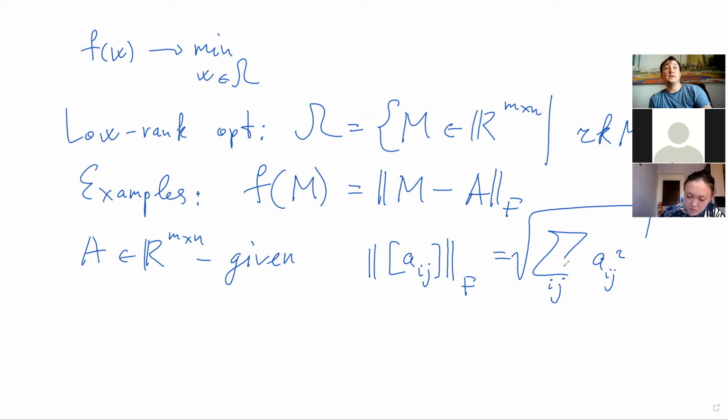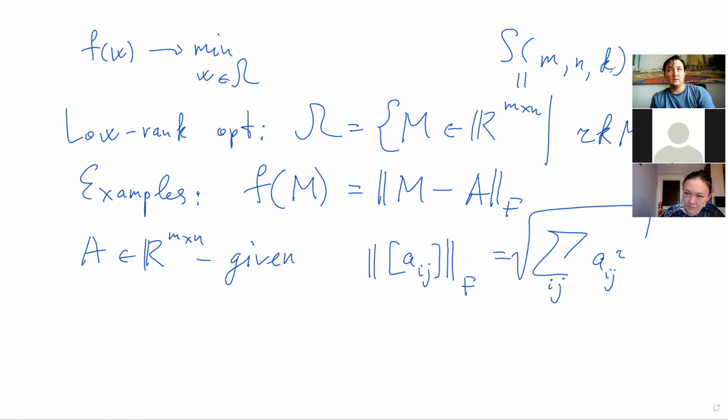So this is a typical example of a low rank optimization problem. By the way, let me introduce some notation. Let me denote this set as S_{m,n,k}. This is the set of m times n matrices with rank less than or equal to k.